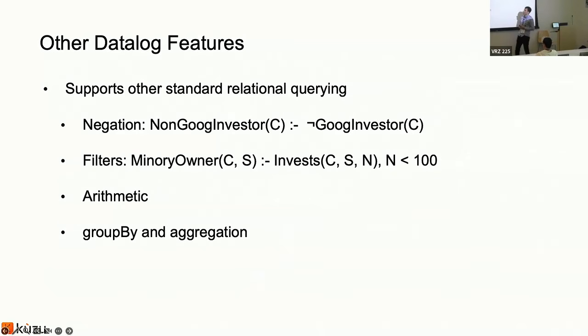You could do, for example, other standard relational querying like negation. Who are the customers who are not invested in Google? You got these sort of logical nots. You got filters, there's arithmetic, there's group by and aggregation. So even though I'm not showing you, you do actually get full SQL capabilities, or the majority of it, plus elegant recursion.